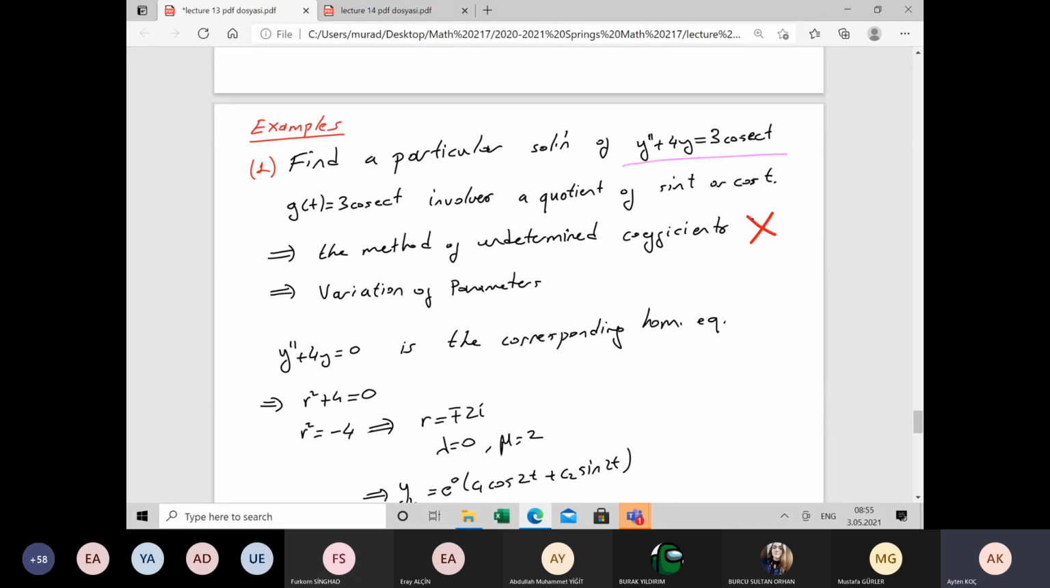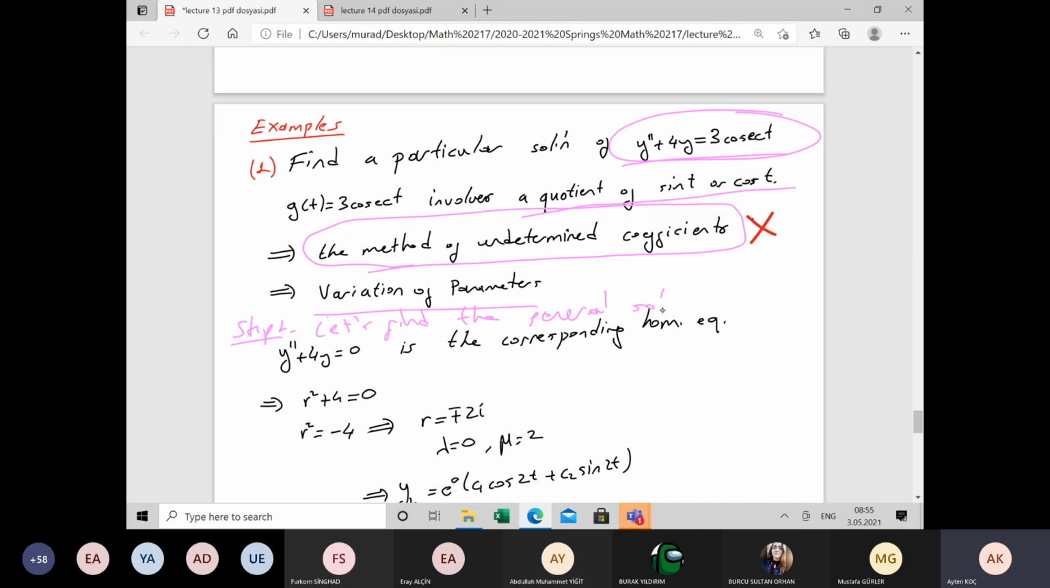Find a particular solution of this one. It contains a quotient of sine or cosine, so it is not possible to use undetermined coefficients. This method is not valid for our differential equation. So you have to use the variation of parameters to find the particular solution. So first step, step 1, find the general solution of the homogeneous equation, this one.